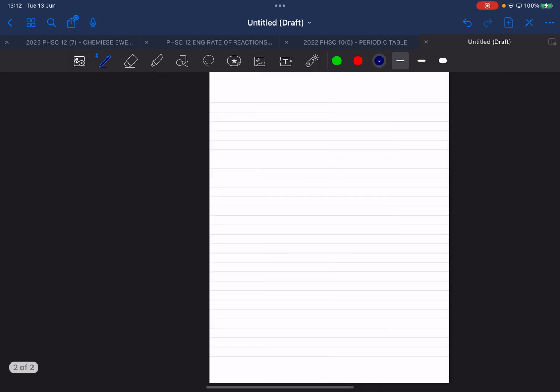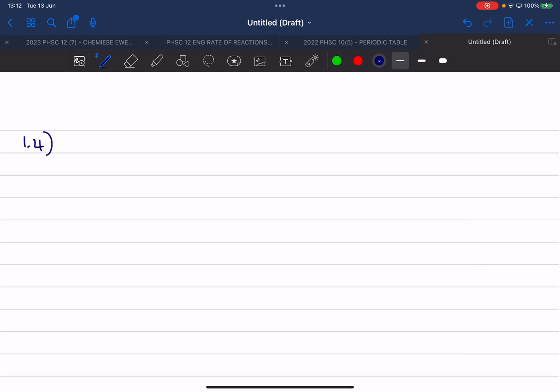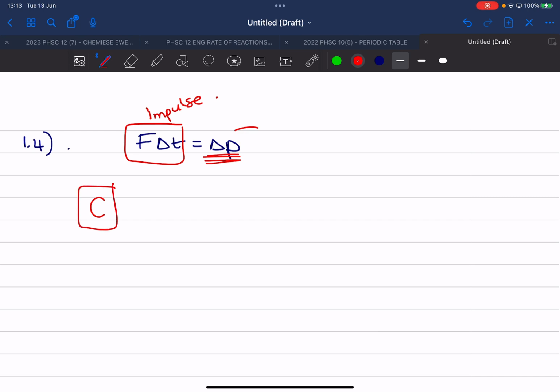Goed, dan vraag 1.4. Daar sê hy, impulse is equal to the. Okay, what is impulse again? Impulse is that is equal to that. Okay, wat is nou weer? That whole thing is called impulse. Okay, it's equal to what? The initial momentum of a body? Nee. The final momentum of a body? Nee. The change in momentum of a body? What is that? Daar is die verandering in momentum, the change in momentum. So the option is C.